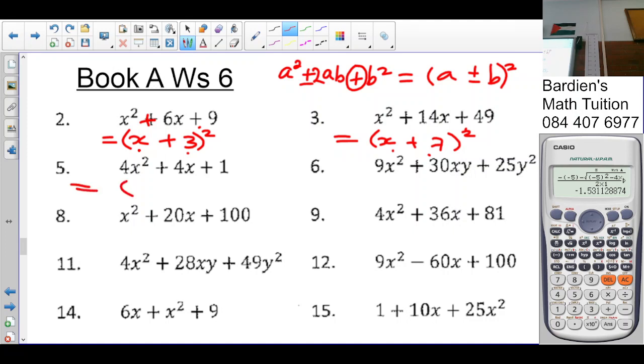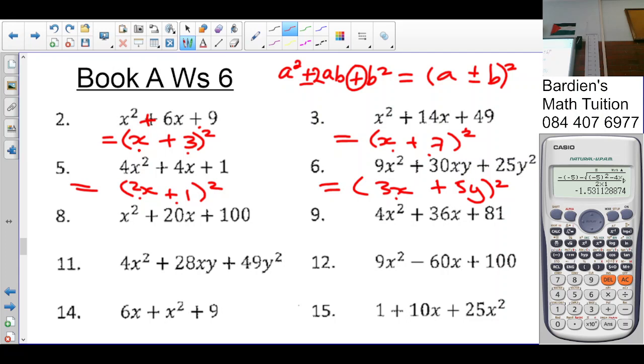What's the square root of 4x squared? 2x. What's the square root of 1? 1. What's 2x times 1? 2x. Times 2? 4x. That's in order. The next one. What is the square root of 9x squared? 3x. Plus or minus? Plus. Square root of 25y squared? 5y. Let's check for the middle term. 3x times 5y? 15xy. Times 2? 30xy. So that's in order.